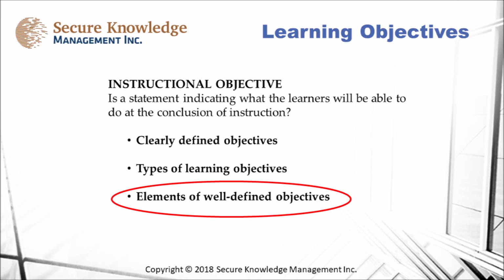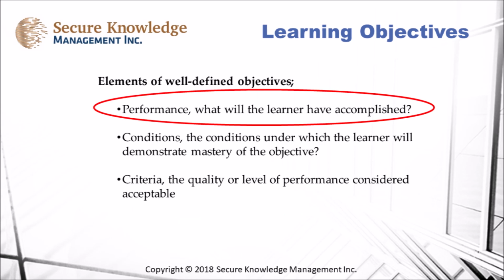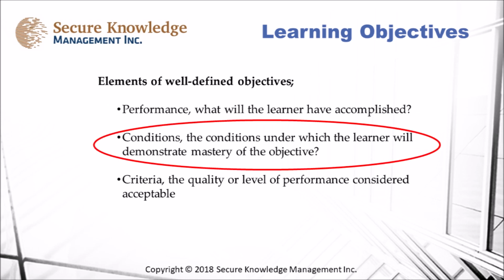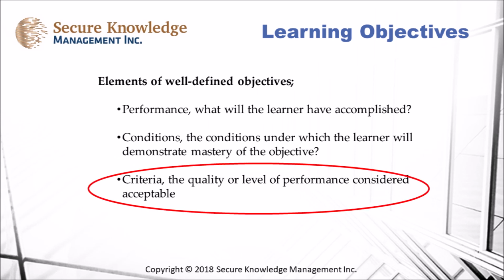3 well-defined characteristics of learning objectives include performance. What will the learner have accomplished by the end of the session? In this case, we have a number of activities that will benefit the learner. Another element involves the conditions. How will the learner be learning the lessons? Could be online, could be a face-to-face class. Another element of well-defined objectives involves the criteria, or the quality of the assignments.